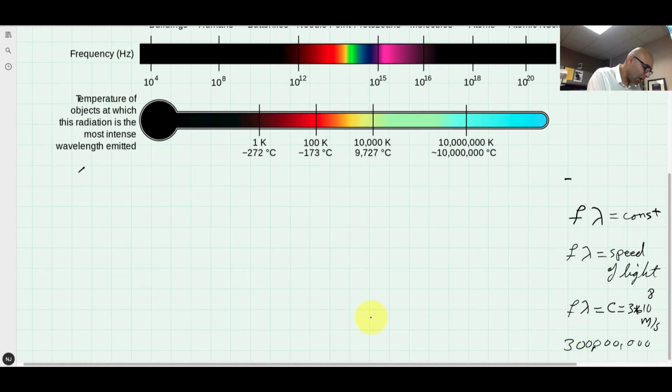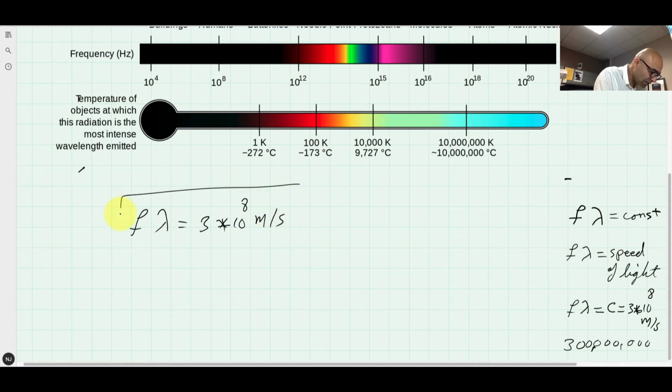So now I'm going to write this equation again. The frequency times lambda is equal to 3 times 10 to the power 8 meters per second. And that's a very important equation. I would like you to memorize it or make sure that you know it. Alright, now let's look deeper, in more detail, into the speed of light.